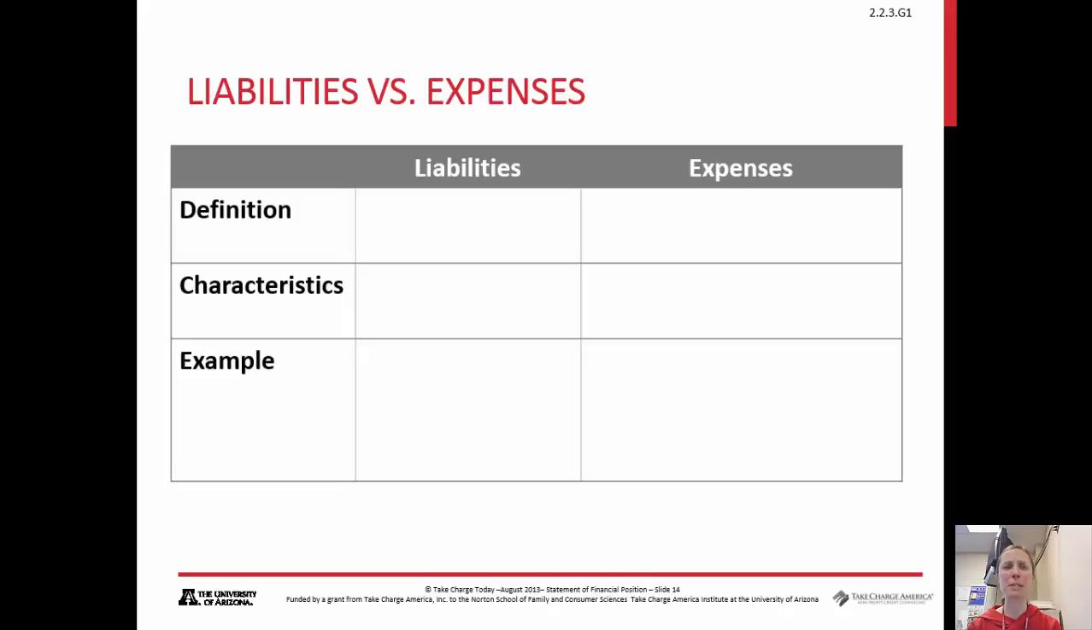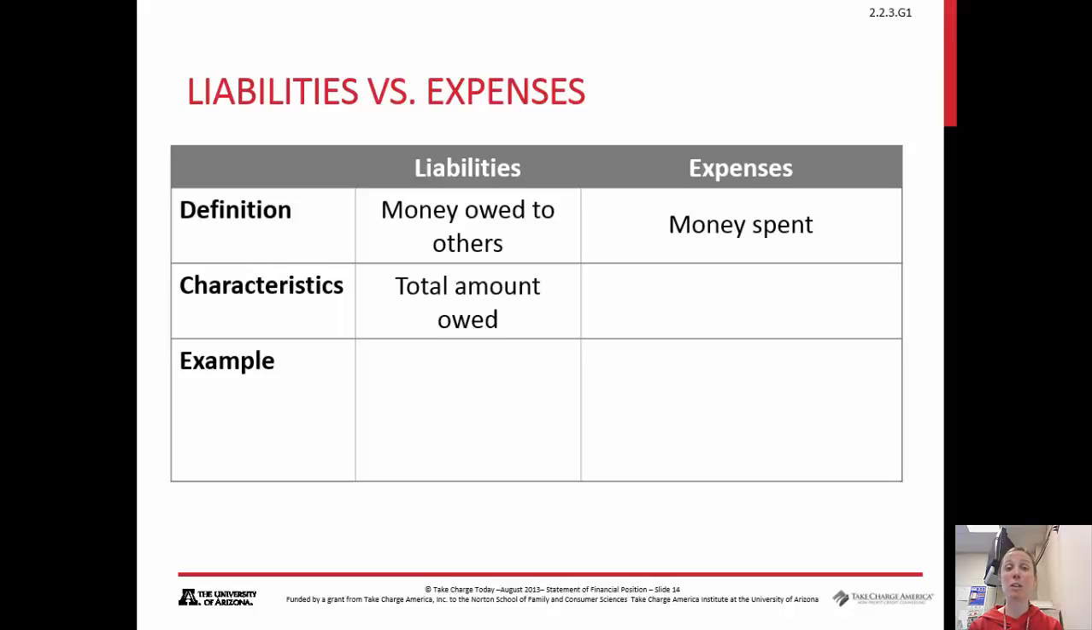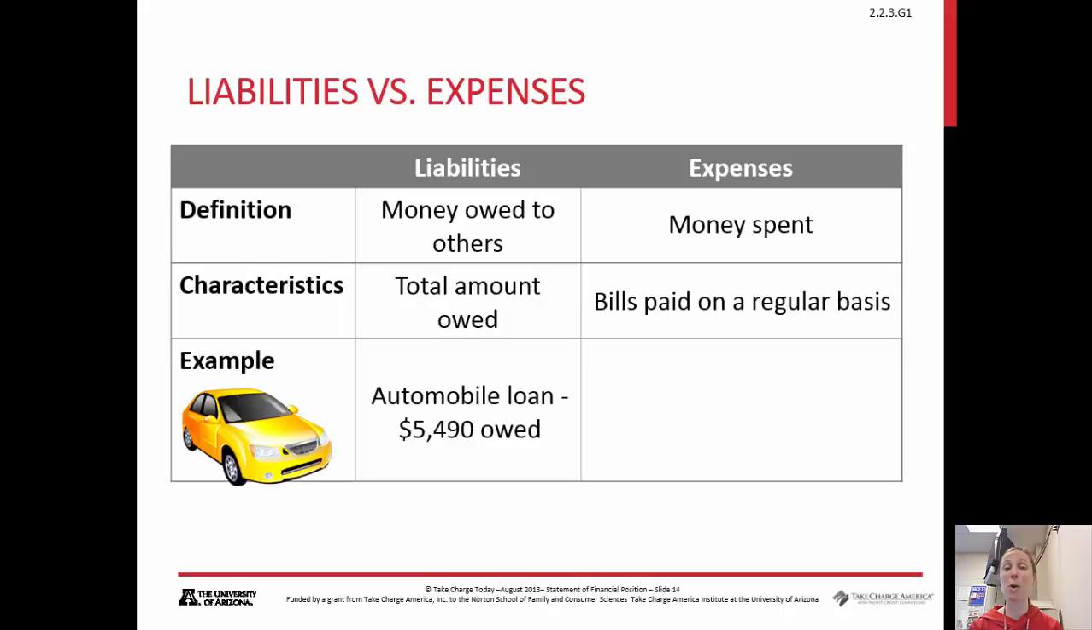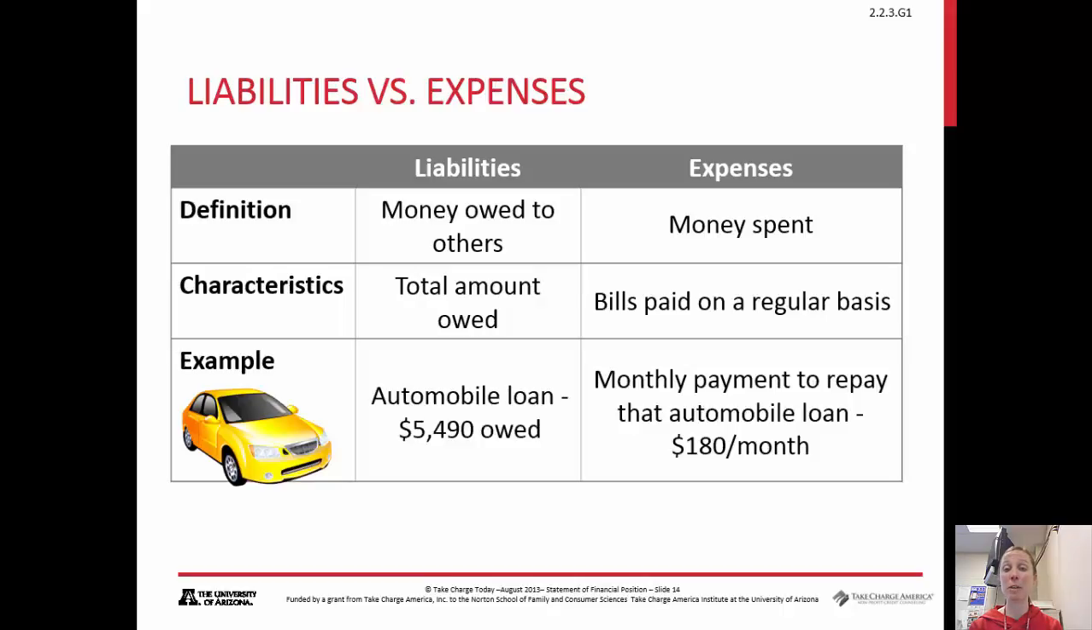Liabilities are different than expenses. This chart will kind of show that to you. Liabilities is money you owe to others, and expenses is money spent. The total amount you owe is liabilities, and bills on a regular basis are expenses. So a car loan is a liability, but your monthly payment is an expense. So it is listed differently.